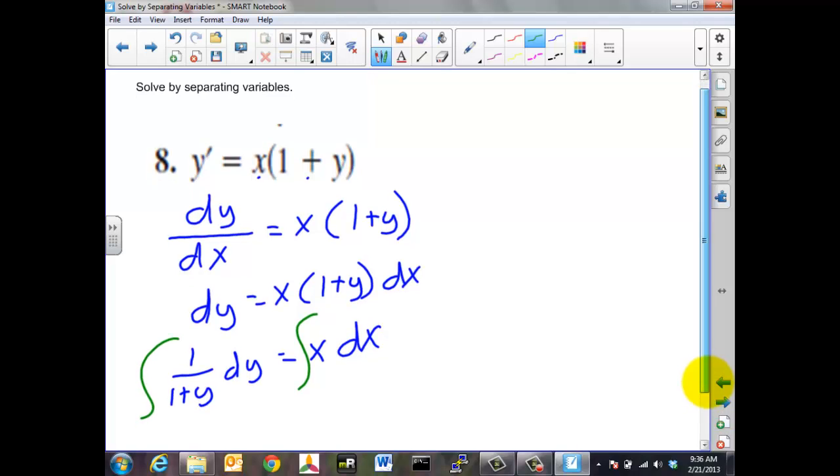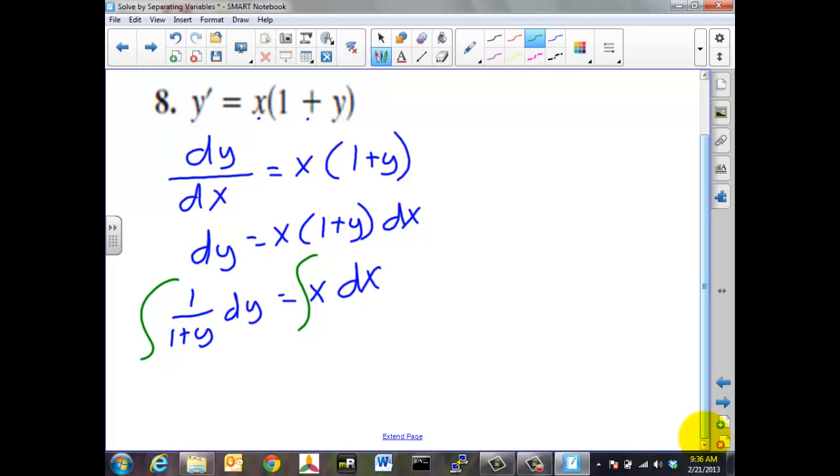That's where I separated to. 1 over 1 plus y dy equals x dx. So I haven't integrated yet, but that's where I'm at. Any questions about what I've done so far? Keep going and see how far you can get.